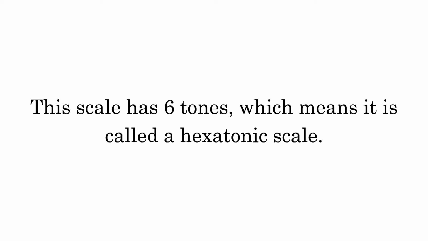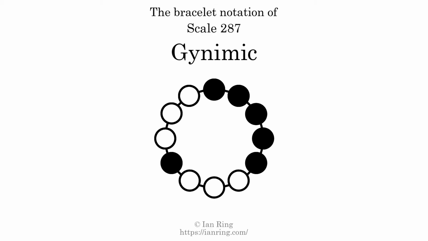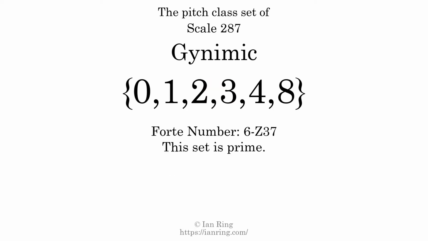This scale has 6 tones, which means it is called a hexatonic scale. This is a bracelet notation diagram of scale 287. The shaded circles represent tones that appear in the scale, and they are read clockwise, starting at the top. The pitch class set for this scale is 0, 1, 2, 3, 4, 8.